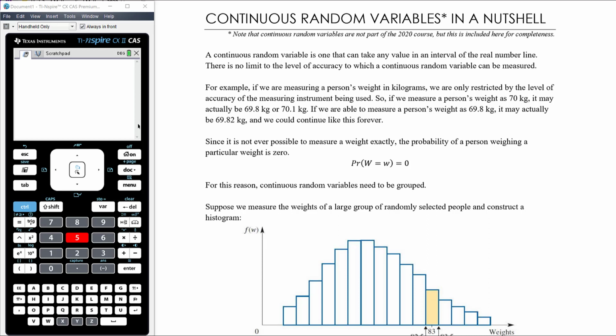Their weight might actually be 69.82 kilograms or 69.79 kilograms. We can't possibly know that. We could go on forever. Even if I can give the weight to 10 decimal places, I'm still being restricted by the measuring instrument, and if I were able to round to more decimal places, I might be able to narrow it down more precisely. So one of the key things with continuous probability is it's not ever possible to measure a value exactly. Because we can't actually measure the weight exactly, the probability of a person weighing exactly something is 0. For this reason, continuous variables always need to be grouped.